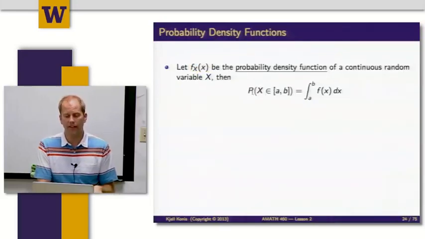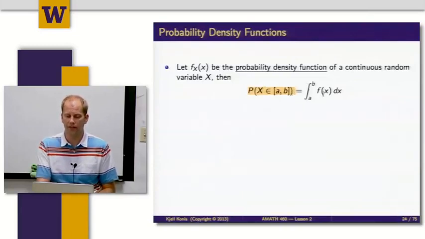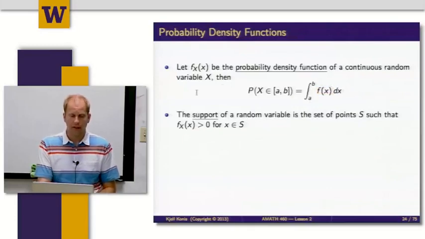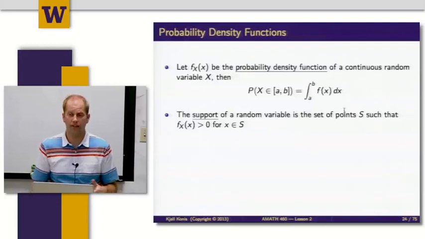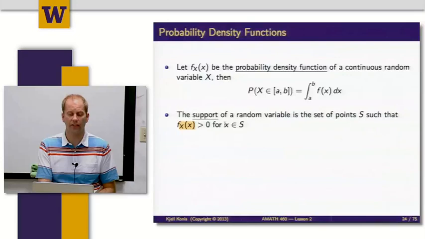And I'm going to use it to assign probabilities to a random variable being in an interval. So I'm reading this thing on the left-hand side as the probability that my random variable is in the interval AB is just going to be the integral of my probability density function over the interval AB. The support of a random variable is just going to be the set of points, so generally it's an interval, a set of points S where the probability density function is greater than 0 when x is in S.